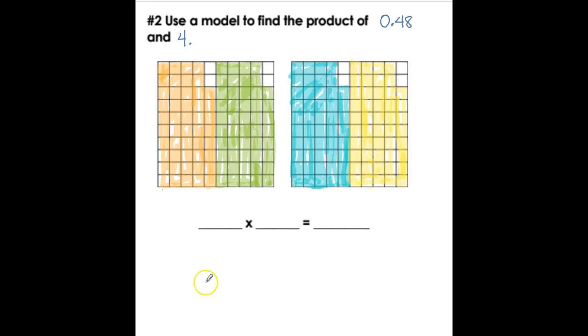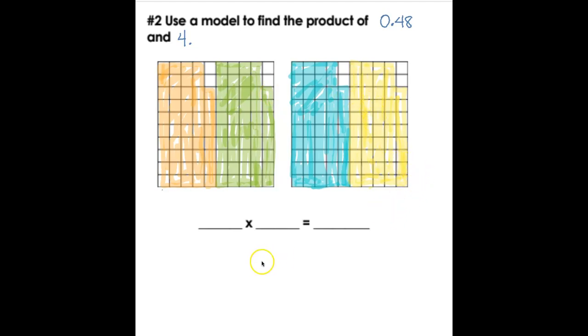Okay, did you get yours colored in like mine is? You can see I have 10, 20, 30, 40, 48 hundredths, and then I have 1, 2, 3, 4 groups of 48 hundredths, and I did them in different colors to make them easy to see. Now, like the first problem we did together, we could actually take and count up all these hundreds and find out how many there are.